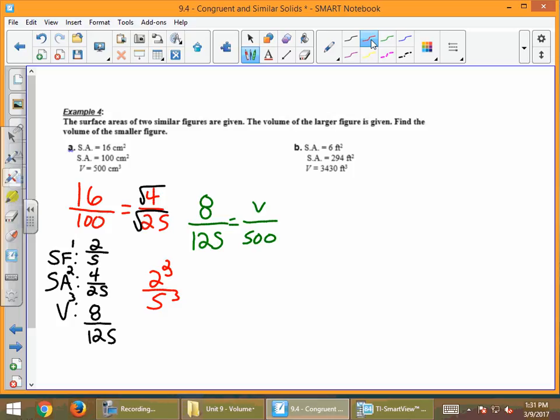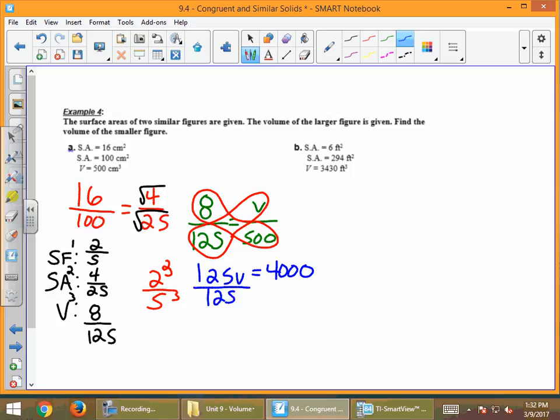Cross multiply would be a good one here. Cross multiply. I'll help you out. 125 times V. I'll give you that. Just 125V equals, what's 5 times 8? 40. Add 2 zeros onto it. 4,000. Last step in solving this. Divide by 125.